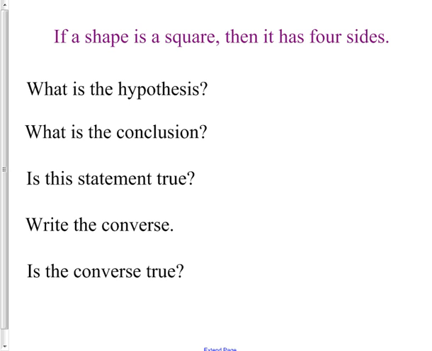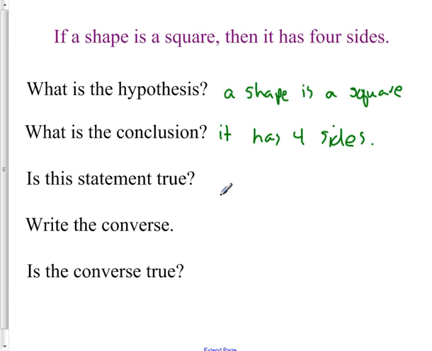Okay, so let's look at this statement. If the shape is a square, then it has four sides. So what is the hypothesis? Well, the hypothesis is a shape is a square. Okay, what is the conclusion? Well, it has four sides. Okay, is this statement true? So if the shape is a square, will it have four sides? Absolutely, that is true. Squares have four sides.